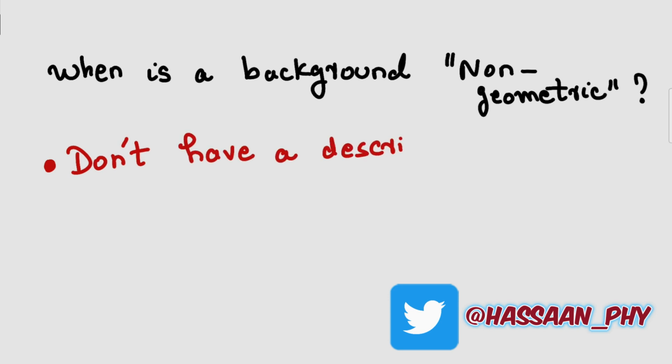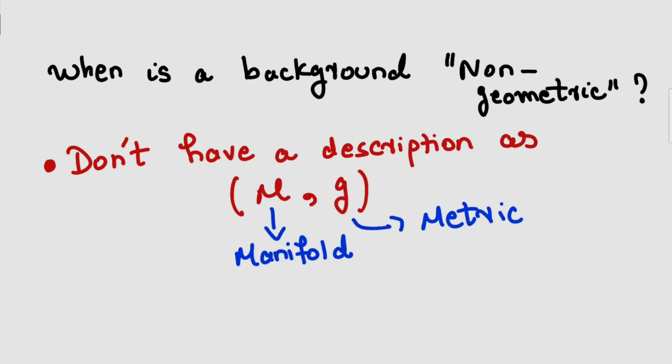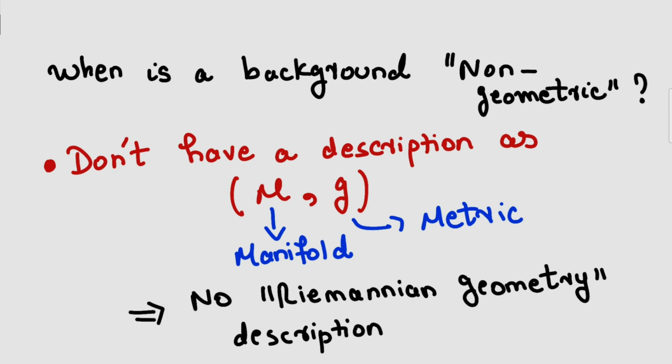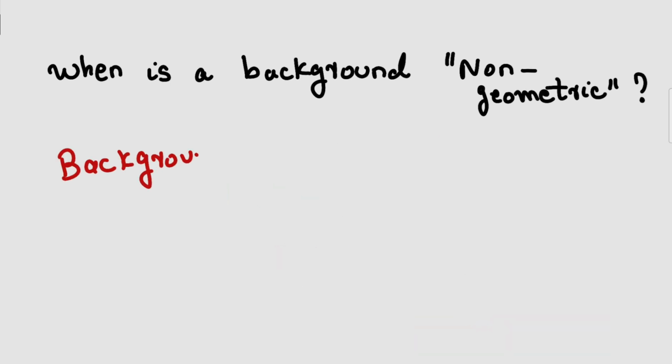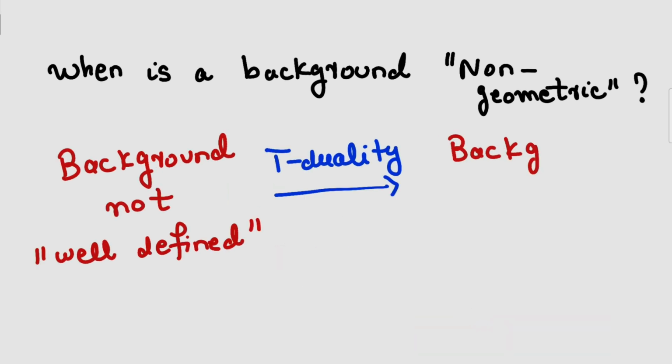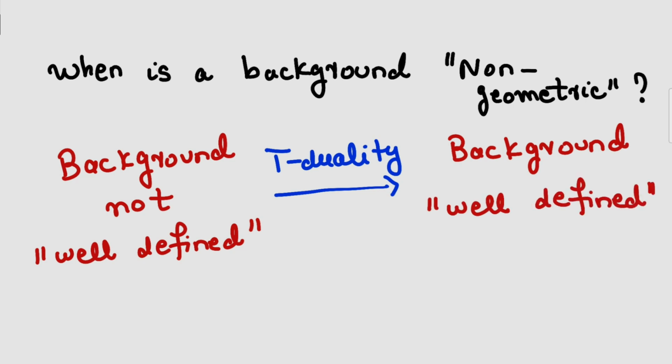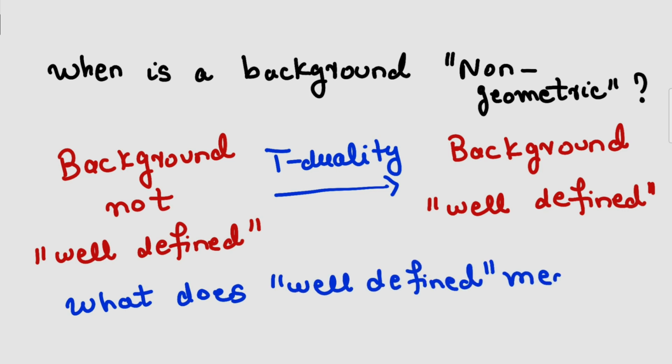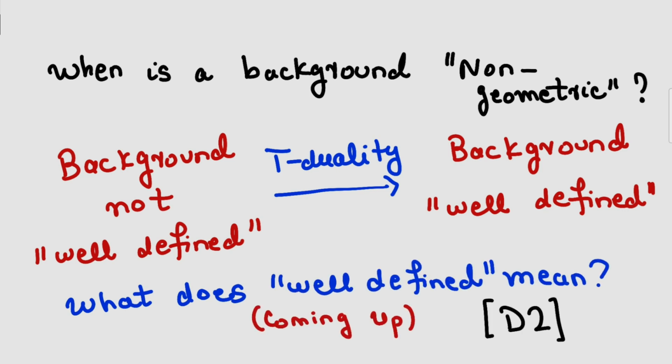Now, in literature, there are different meanings of a background being non-geometric. Some say that a non-geometric background is a background that can't be described as a manifold with a well-defined metric, that is, not describable in terms of Riemannian geometry. Let's call this definition D1. Some say that a non-geometric background is a background where T-duality transformations are required to make the background well-defined. We will mention what this means later. Let's call this definition D2.